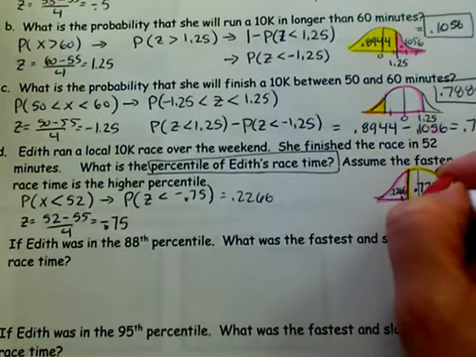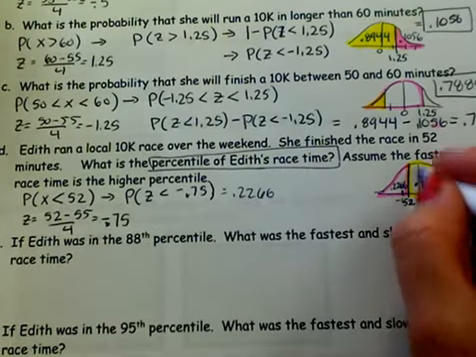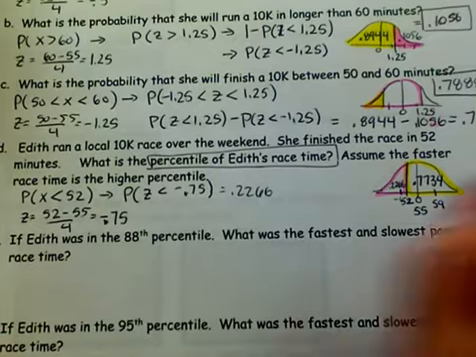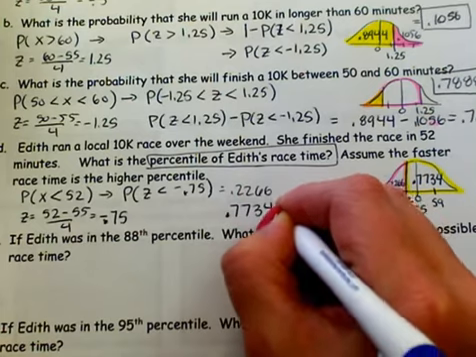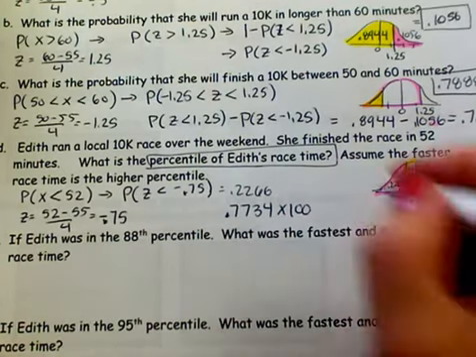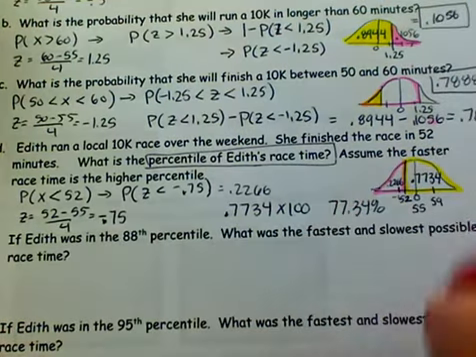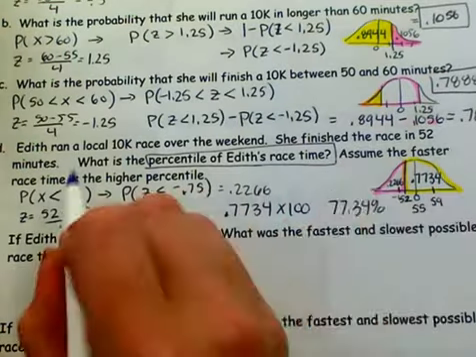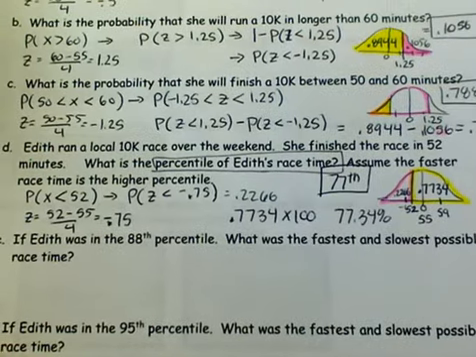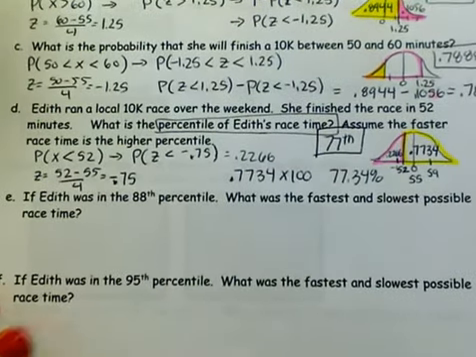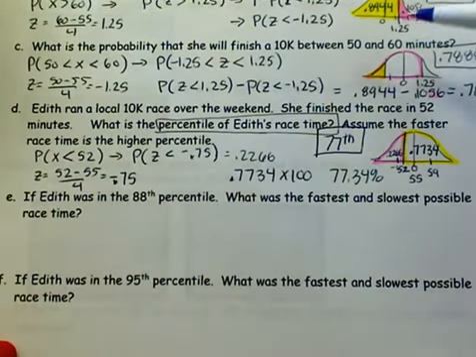So I'm going to take this, 0.7734. This is the number of people she was faster than, for the probability. 0.7734. I'm going to times it by 100 to make it a percent. 77.34%. And then you round down. So what percentile? She was in the 77th percentile. Notice that asking a percentile is almost the same as asking probability.